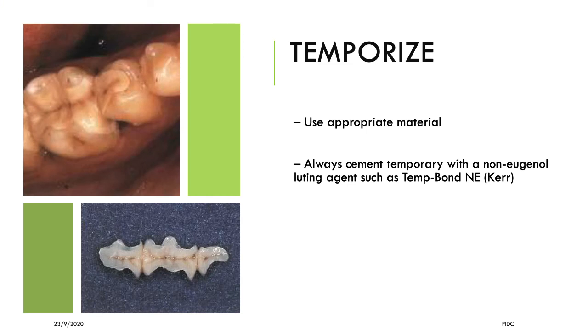Always use a non-eugenol luting agent such as Tempbond NE, because if eugenol is used, later when you do the permanent restoration, it might hinder the bonding. So make sure you use a non-eugenol agent.